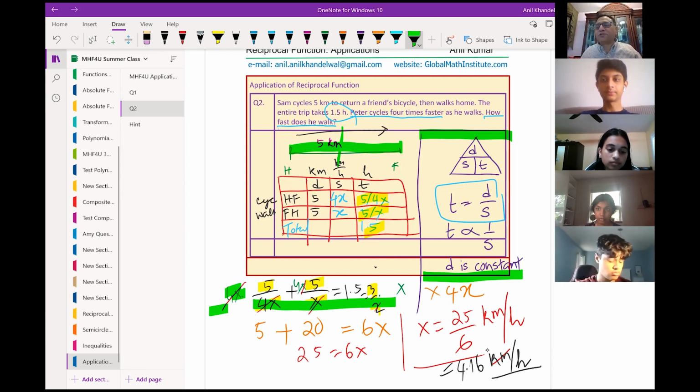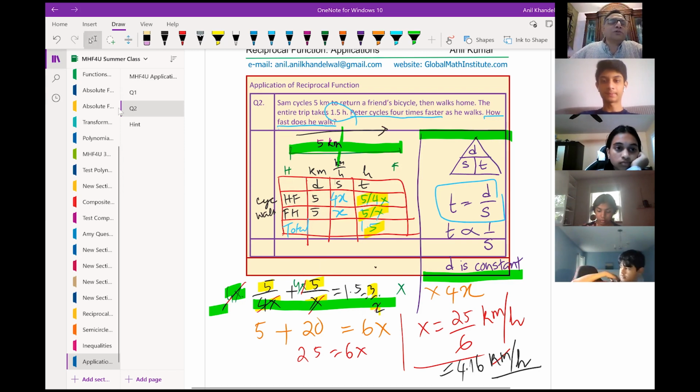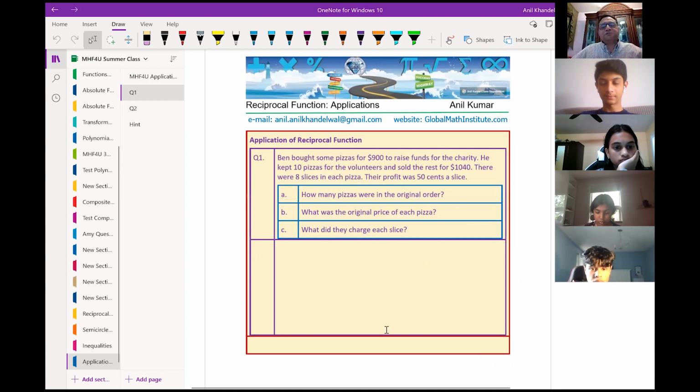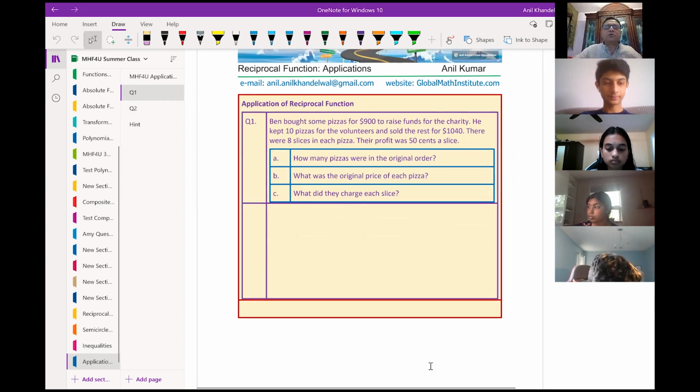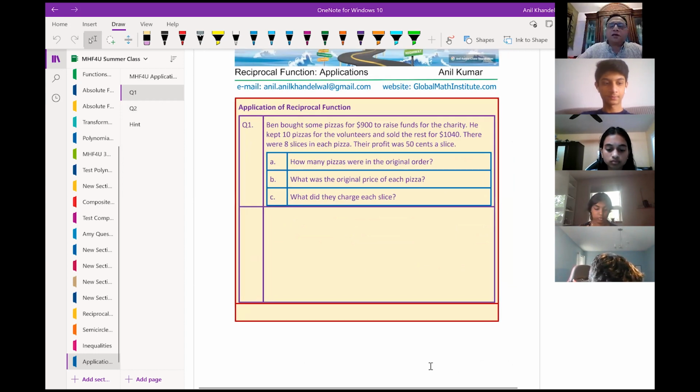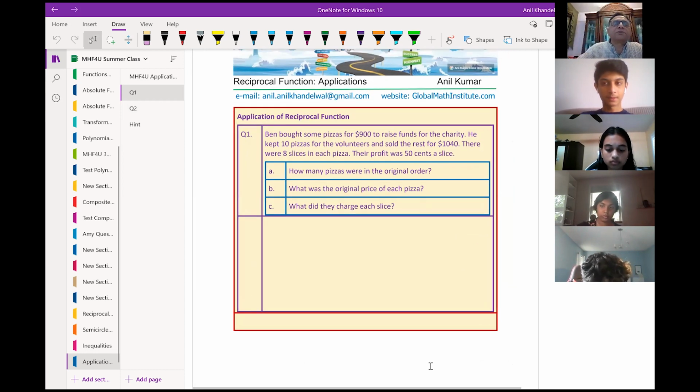Or you, from the question, you can make up something or the other. Okay. So now let's move on to our very first question, which is slightly more difficult. Now, I'd like Akshat to read this question and then to make an equation, okay? Akshat, can you please read and try to make an equation?